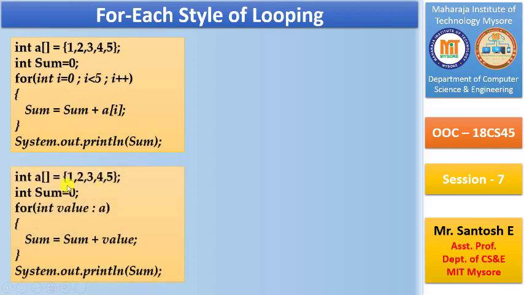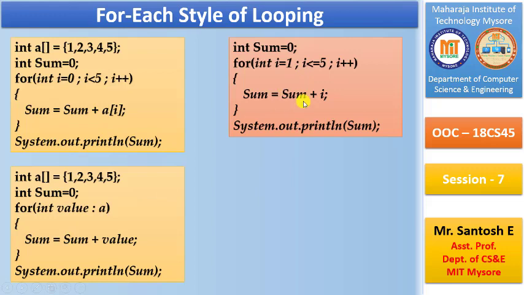Now I am using the for each style of looping, the same operation, int a. So without using indexing, without using increment, without using condition, we are performing the same operation. This is the advantage of using the for each style. And just look at this example now.